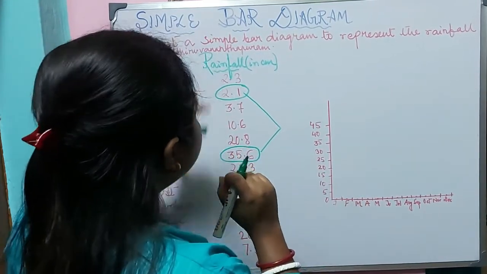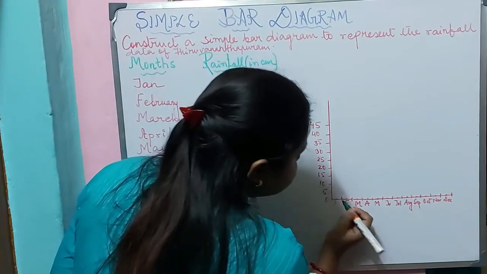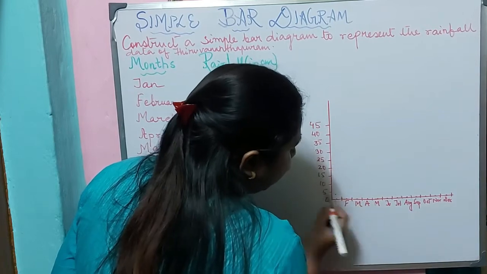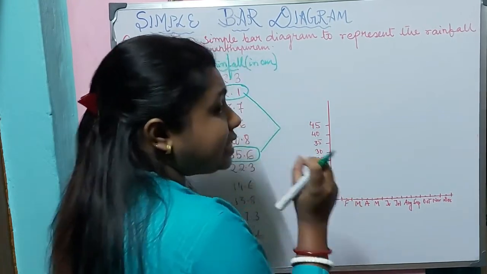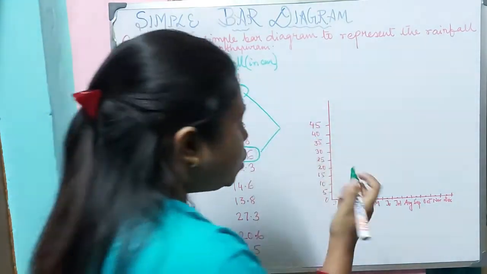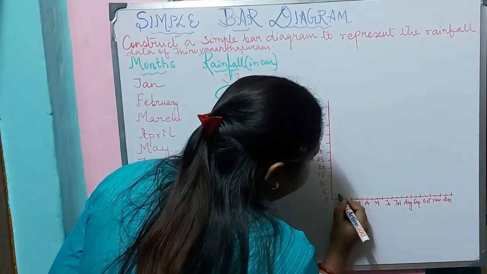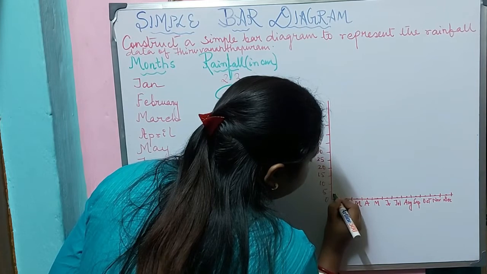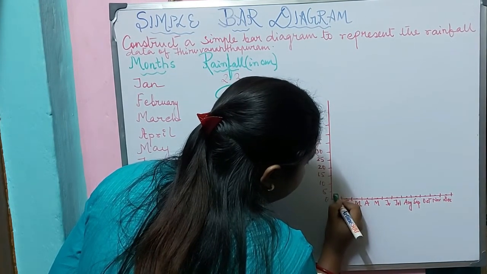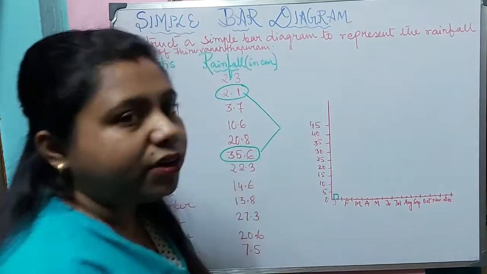How we will plot it first? 2.3. So suppose after taking a scale, here it is 2.3. First, I will make a dot here, and as we said that in the bars, the width should be equal. So we will take 0.2 here, 0.2 here. We will join it, and this way the bar is drawn.